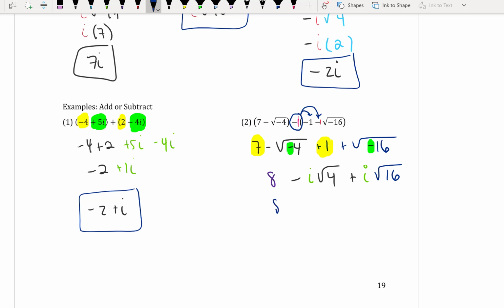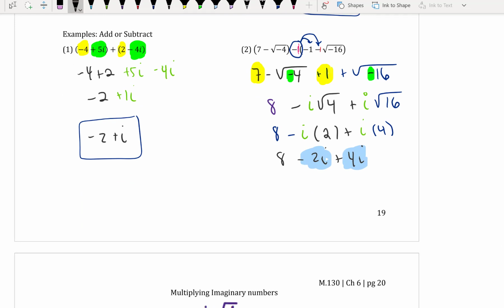So now I have 8 minus i times the square root of 4, which is 2, plus i times the square root of 16, which is 4. So I really have 8 minus 2i plus 4i. So when I combine like terms, that 2i and that 4i are going to combine, so that I have a plus 2i as my final answer.